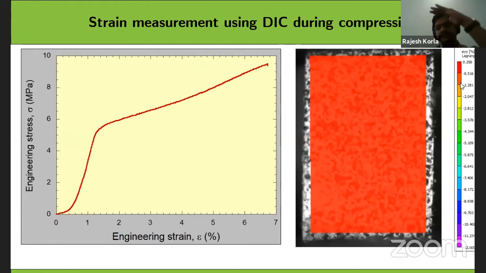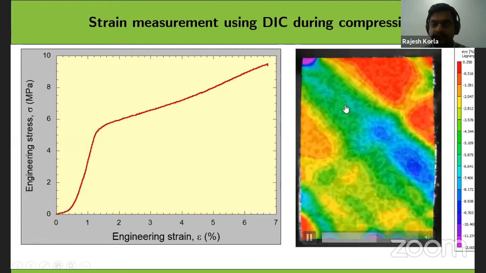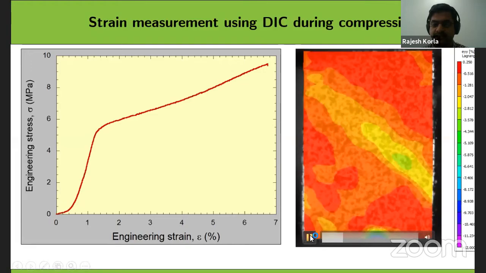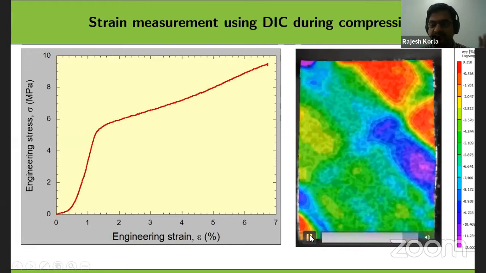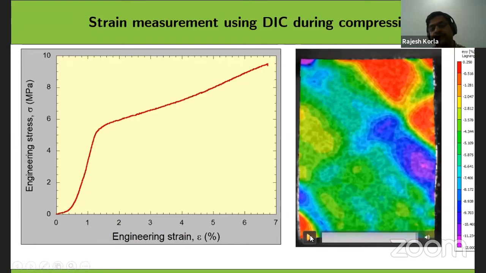So this is a compression experiment, right? You will see how this evolves during the experiment. See, this is how it's happening. This is basically how the deformation field evolves, so this is the two-dimensional strain field. With the extensometer we can only get a uniaxial strain, but here you can get a two-dimensional strain field. So you can do much more analysis on the deformed sample.